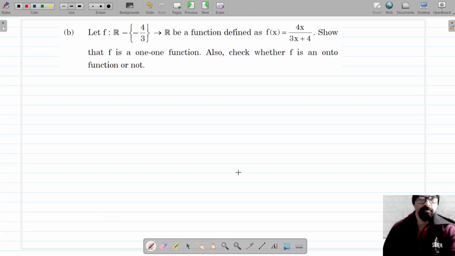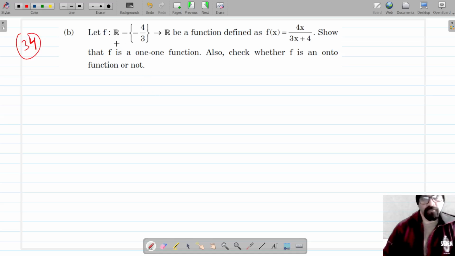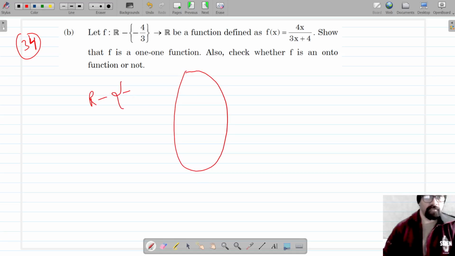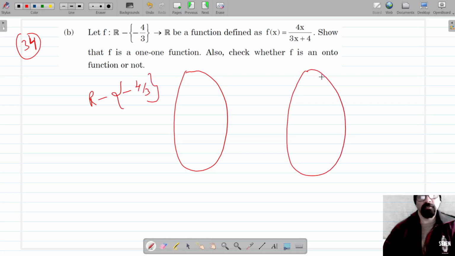Okay, this is question number 34, part B. This function is defined from all real numbers except minus 4 by 3 to the codomain, all real numbers. The function is 4x upon 3x plus 4.